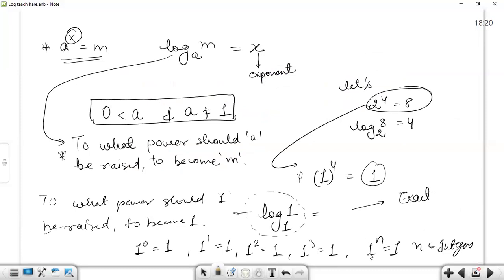Yeah. So now considering this fact that n's value, its answer can be all integers, and a function should ideally give one answer. So that is the reason it is of no use to apply the logarithm to the base 1. That is the reason we are excluding this condition.